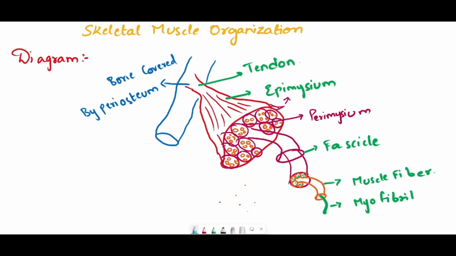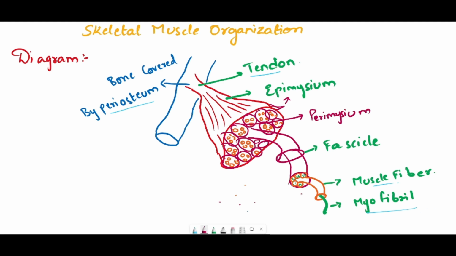So here we are trying to learn the skeletal muscle diagram. First we have a bone which is covered by periosteum. Then if we zoom in, this part is known as the tendon, and the outer layer is called the epimysium. Inside we have the perimysium. If we zoom in on one of the structures, we can see the fascicle. Inside it there is a muscle fiber, and each single part inside it we will be calling a myofibril. So this is the basic outline of the skeletal muscle.